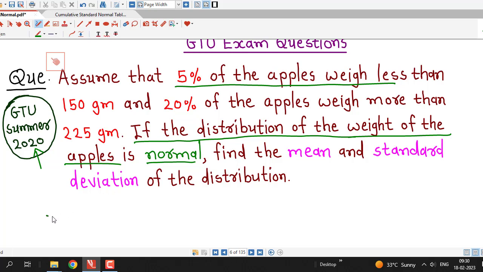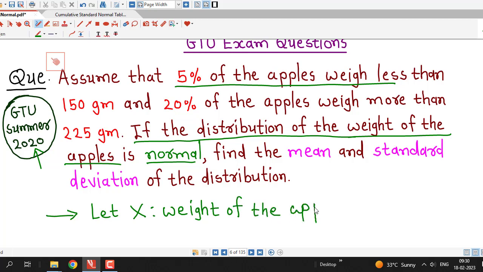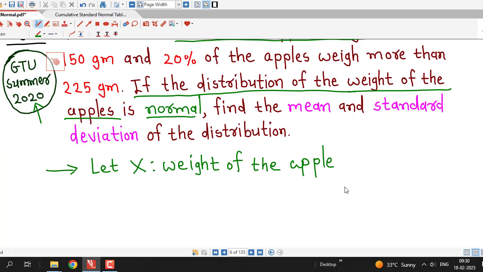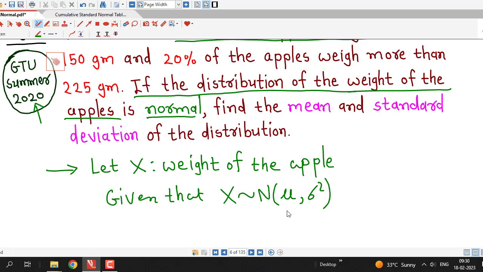So first we start by considering the notation capital X, which is a random variable, and here capital X is the weight of the apple, and it is given that X is a normal random variable. Given that capital X follows normal distribution with mean mu and variance sigma square, but we are not given values of mu and sigma.